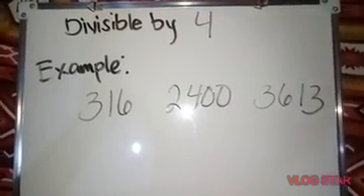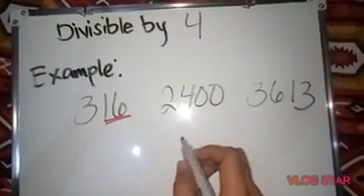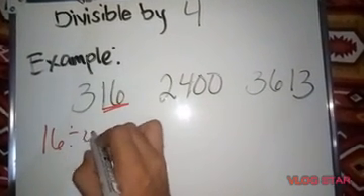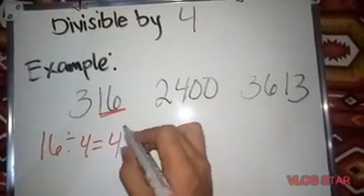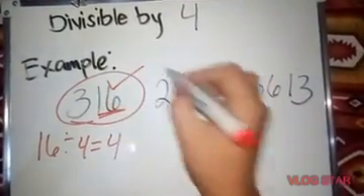Next is divisible by 4. The last two digits must be divisible by 4. So 16 divided by 4, the answer is 4. Since there is no remainder, so 316 is divisible by 4.